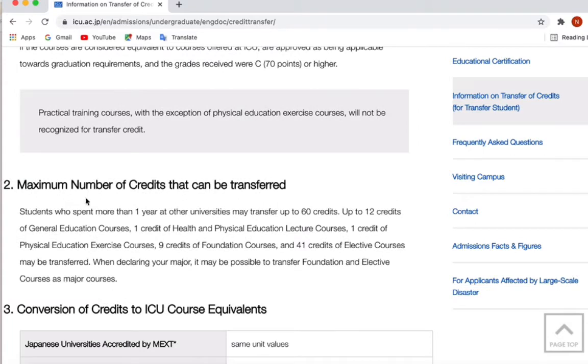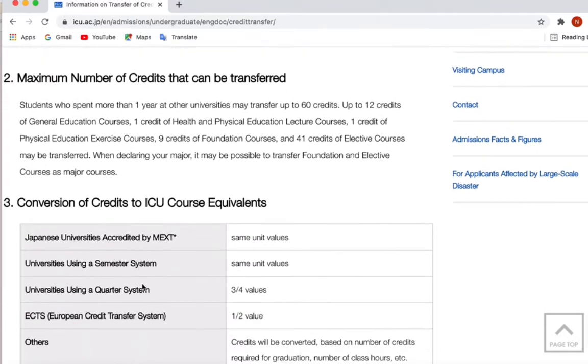And then they have a maximum. So if you've spent more than 1 year at the university, they can transfer up to 60. Up to 12 credits of general education, 1 credit of health and physical education, 1 credit of physical education exercise courses, 9 credits of foundation courses, and 41 credits of elective courses may be transferred. So when declaring your major, it may be possible to transfer foundation and elective courses as major courses.